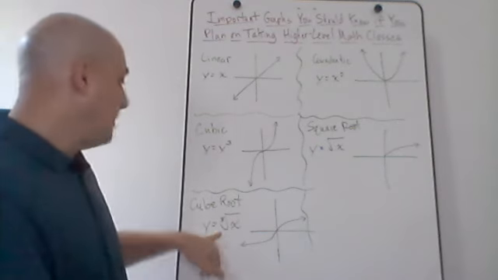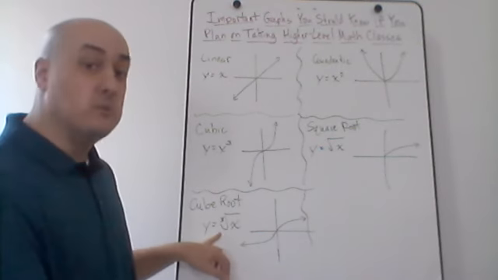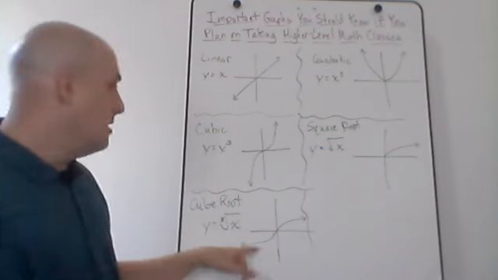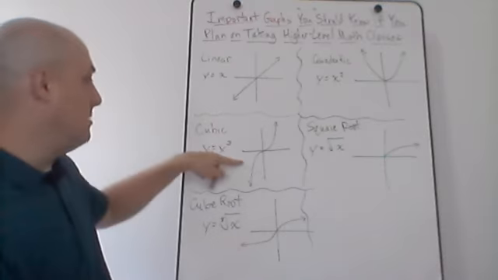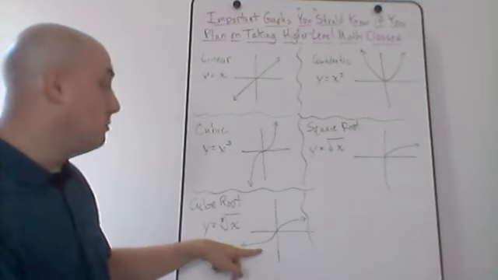And then the cube root function, y equals the cube root of x, or the third root of x, the graph looks like this. And again, look at the relationship between the cubic function and the cube root function.